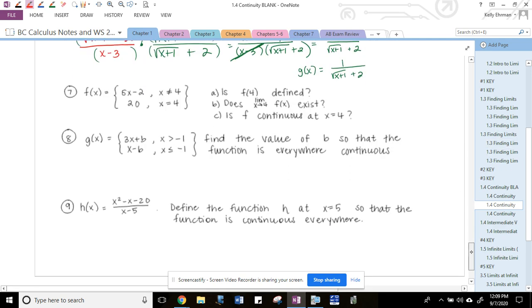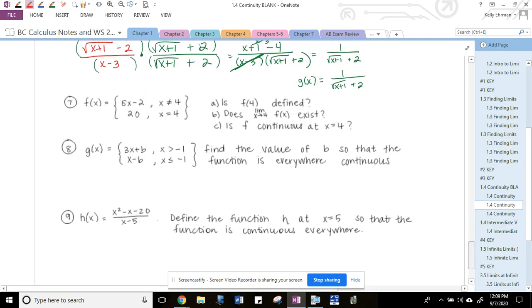Number 7, f of x is this piecewise function. Is f of 4 defined? Yes. F of 4 equals 20. Does the limit as x approaches 4 of f of x exist? You'd be in the top part doing direct substitution. 20 minus 2, yes. That limit is equal to 20 minus 2, 18. Is f continuous at 4? No, because the function value is not equal to the limit value.